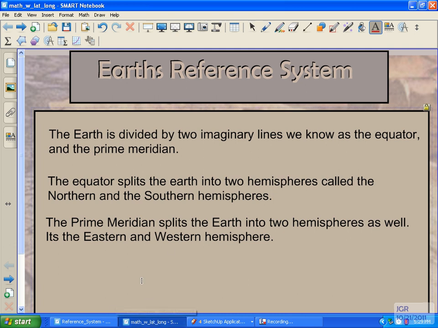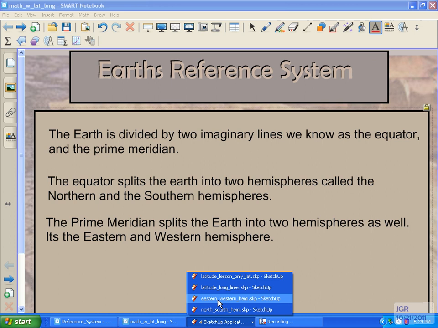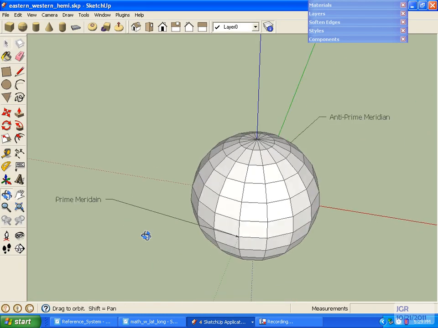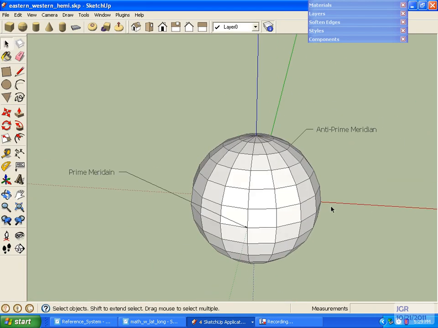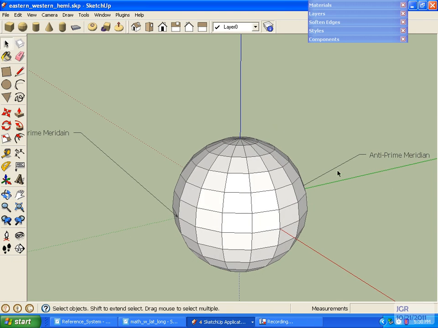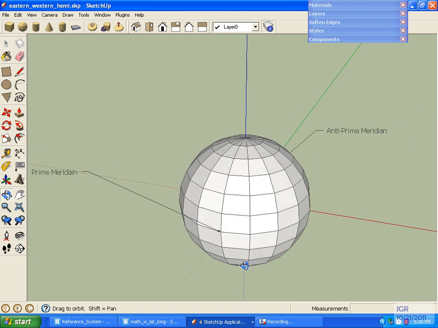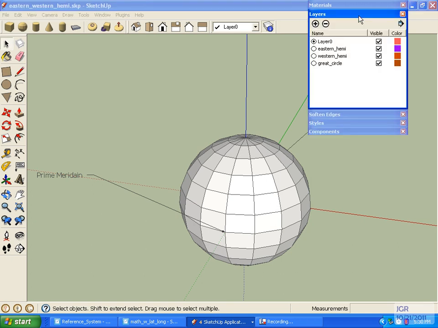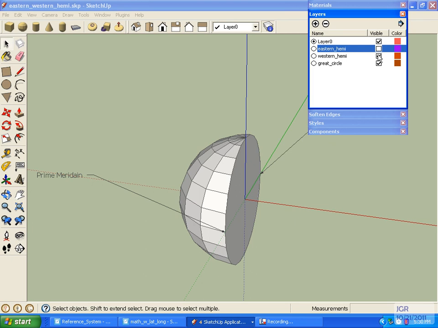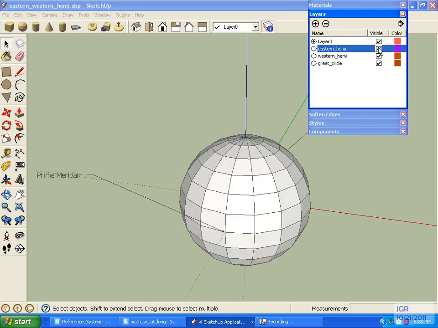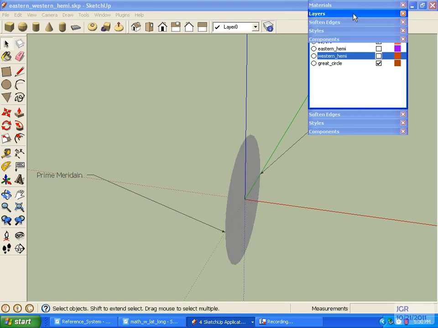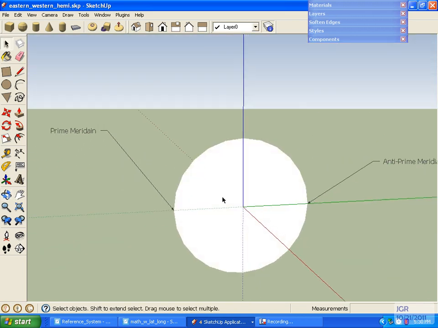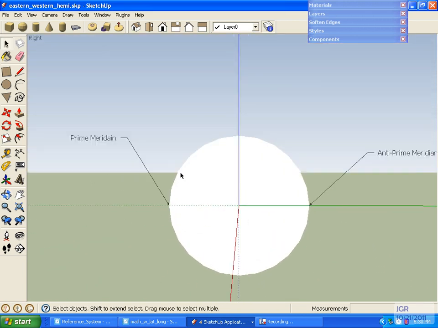Now the other imaginary line that you have to know about, again, is the prime meridian, and it splits the earth into two hemispheres as well. The prime meridian, as we can see here in this picture, this is the prime meridian here, and 180 degrees on the other side is called the anti-prime meridian, and this line separates the earth into the western and the eastern hemispheres, as we can see here. And again, just like before, if we were to subdivide the earth into half, we would be left with a plane circle, as you can see here.